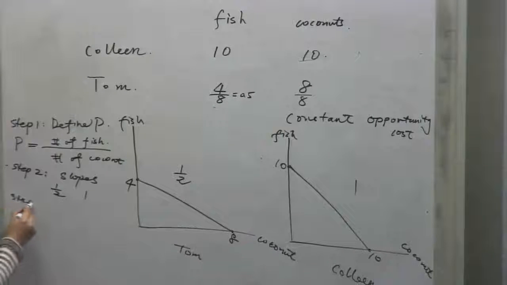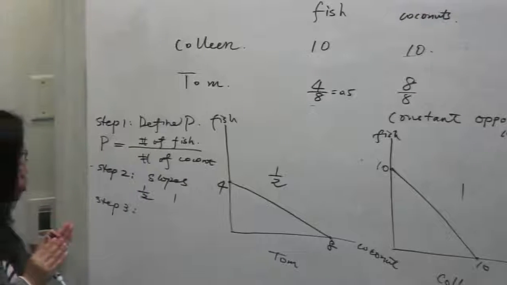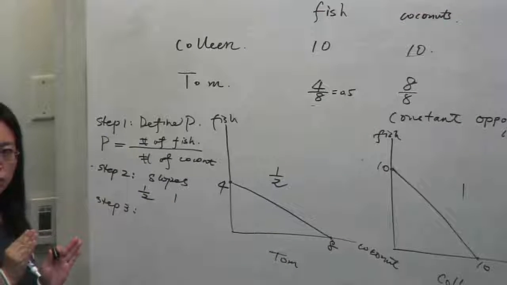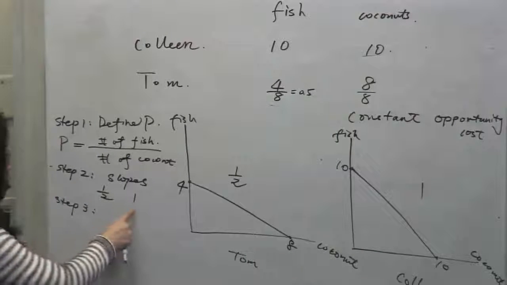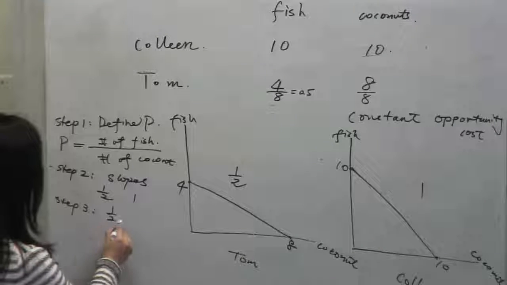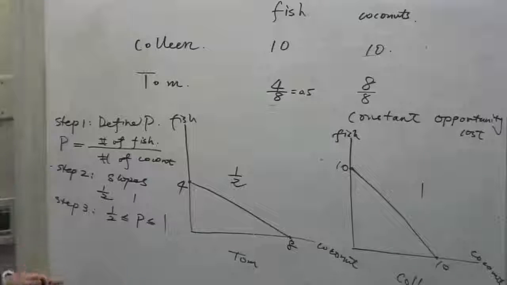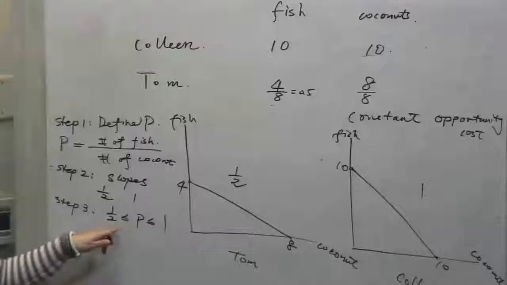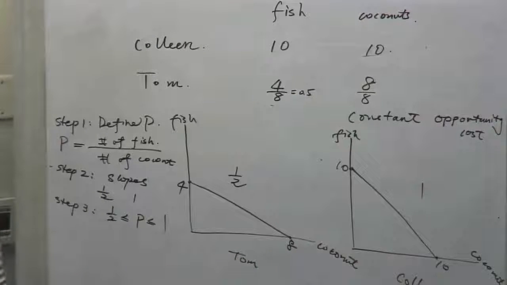And step 3, now you can construct the range. It is a range between these 2 slopes. So this must be the lower bound, this must be the upper bound, right? So P has to be greater than or equal to 1/2, and less than or equal to 1.